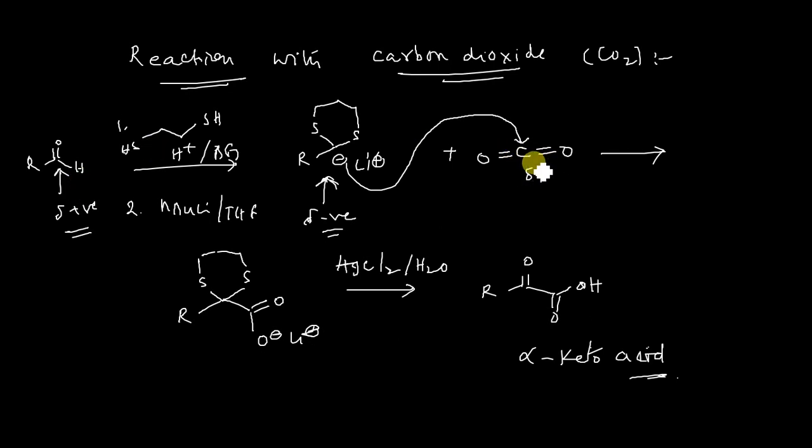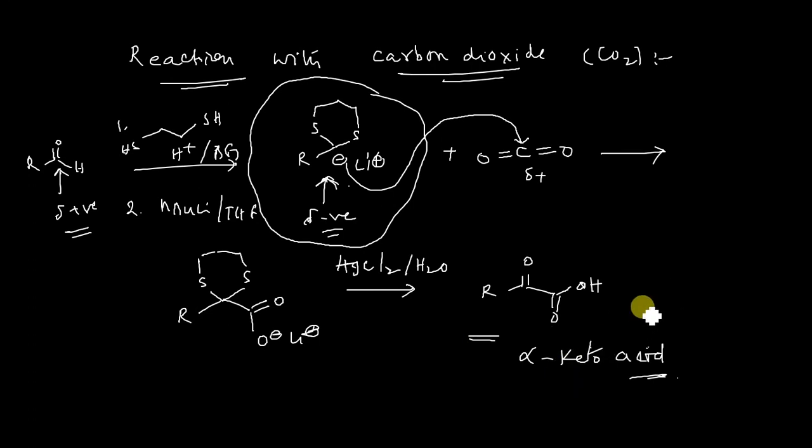Suppose you want to treat this carbonyl compound with CO2. That is not possible, because this has an electrophilic carbon and this has an electrophilic carbon. You need to carry out a reaction between a nucleophile and an electrophile, so we convert this electrophilic carbonyl carbon to a nucleophilic carbon. This concept is the Umpolung concept. This Umpolung reagent reacts in further, secondary reactions, giving you products which are not possible with the general functional groups. This is one kind of application, where you get alpha-keto acids when you treat lithiated 1,3-dithiane with carbon dioxide.